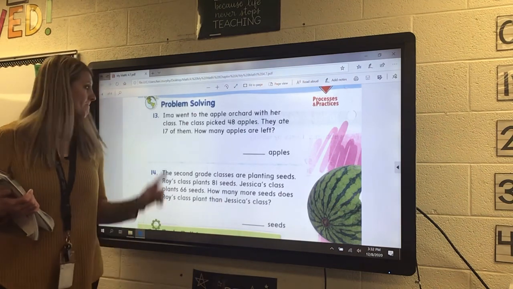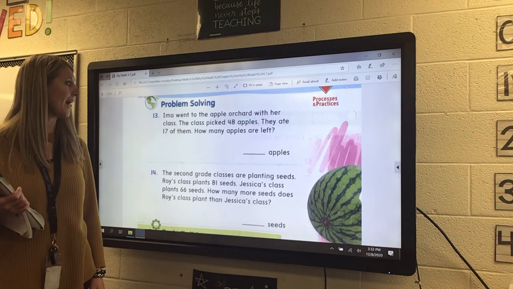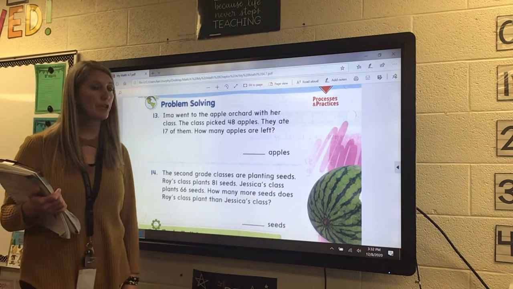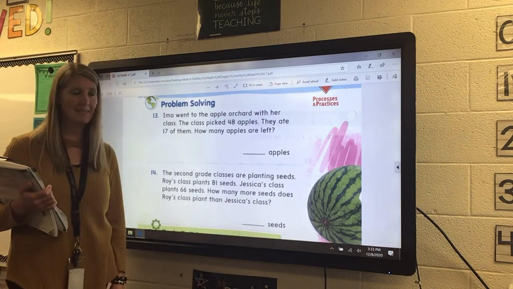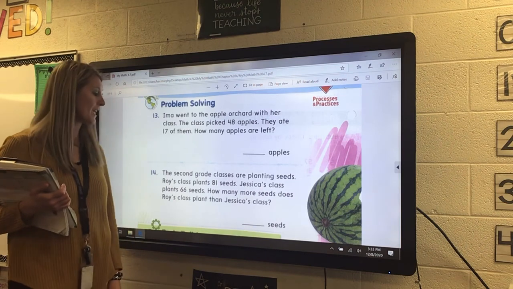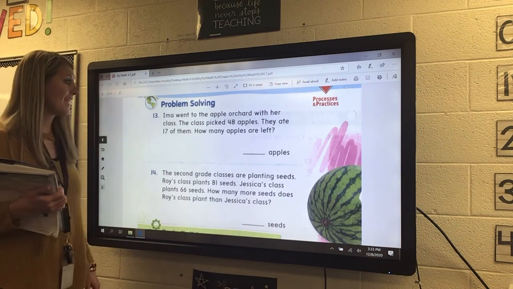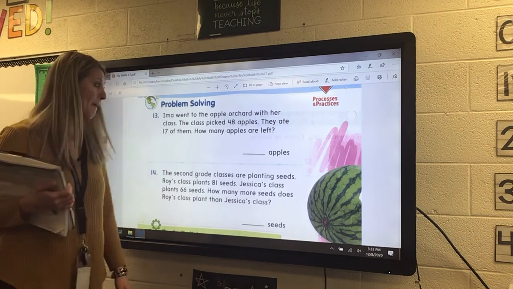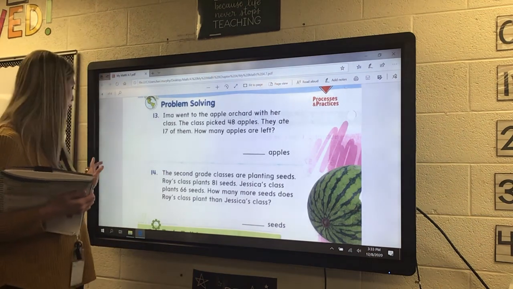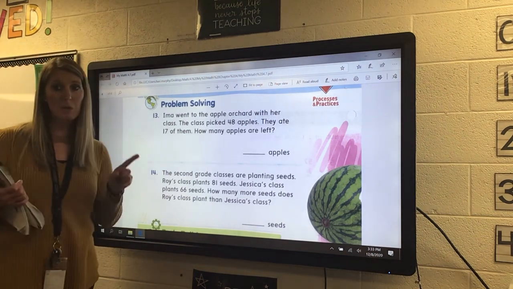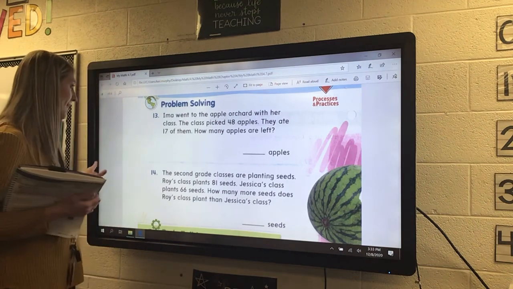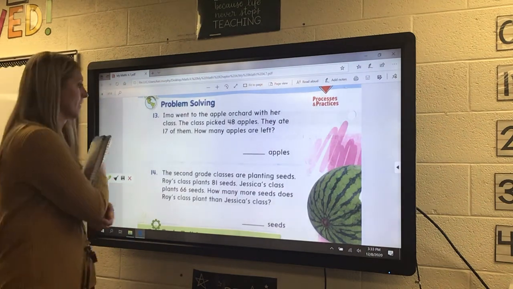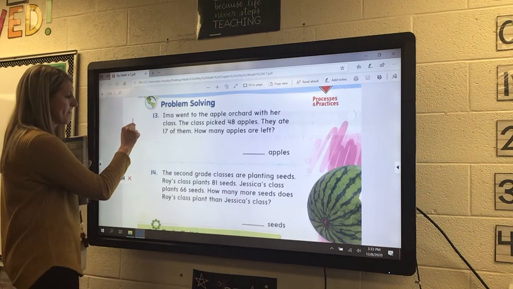Problem solving. Number 13. Ima went to the apple orchard with her class. The class picked 48 apples. They ate 17 of them. How many apples are left? So I'm going to start with a bigger number, which is 48. That's how many apples they started with. And I'm going to put that right over here.